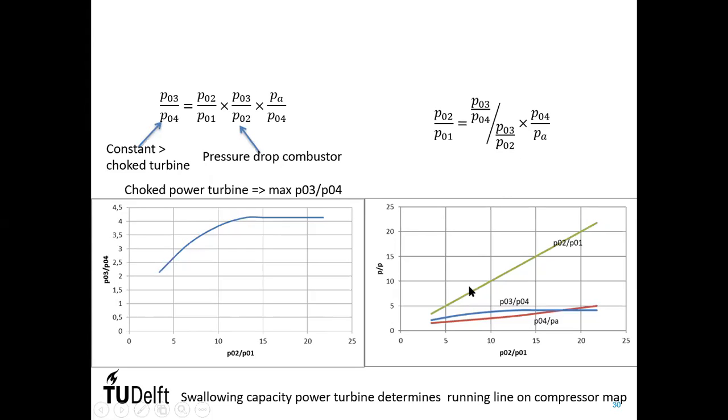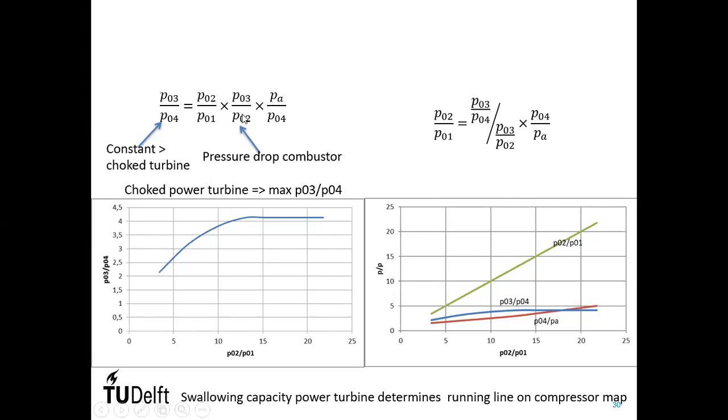So if you do it a little bit like this, you can work it all out together. All the other parameters you can express a little bit in each other. So it's the PO3 over PO4, so it's constant over the choke turbine. So that's the pressure ratio over the turbine from the gas generator.